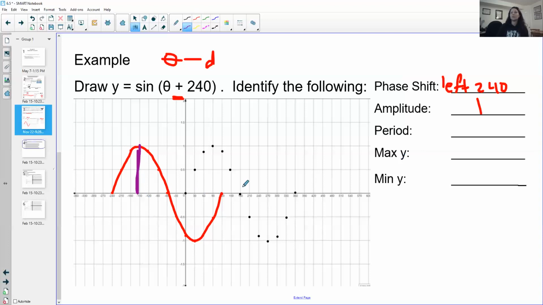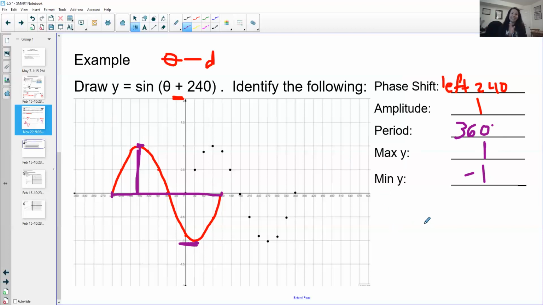The period is the distance from here to here, the start to the end of a single cycle. And we have gone from 240 degrees up to 120 degrees. It has not changed at all. We are still at a period of 360 degrees. Our maximum is at 1 and our minimum is at -1. Okay, our highest point and our lowest point. Okay. So far, so good.